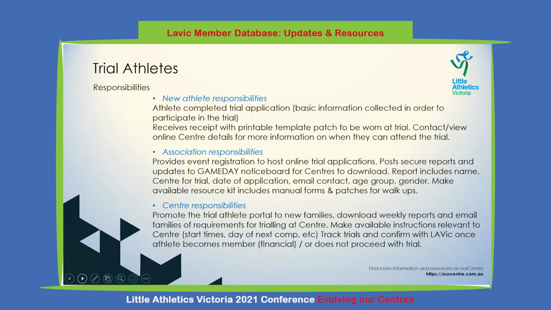The responsibility of the new athlete or family is to complete the trial application, preferably online. This collects basic information in order to participate in the trial. Once completed, a receipt is received with a printable template patch that will be worn at the trial. The patch will have merged on it the athlete's first name, age group, and gender. If the application is not completed online, a manual form and patch is available for completing and printing at the centre.